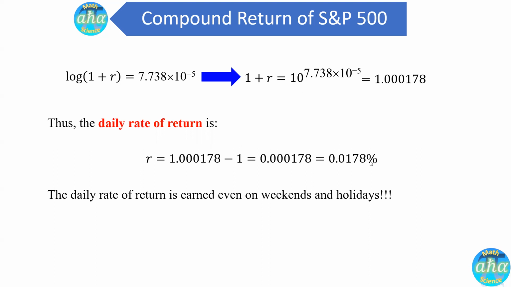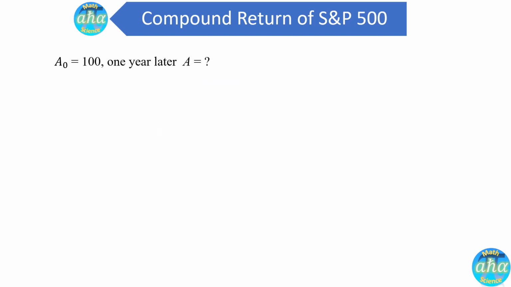The number is very small. You don't really expect a huge daily rate of return, right? But the return compounds day over day, month over month. So after a year, you can still accumulate a decent amount of return. So let's take a look at the annual rate of return for S&P 500. Start with an initial investment of 100. One year later, what will be the value of the investment?